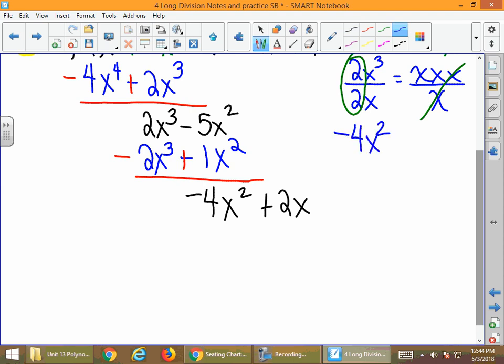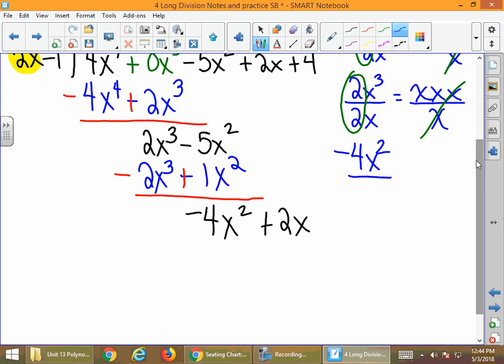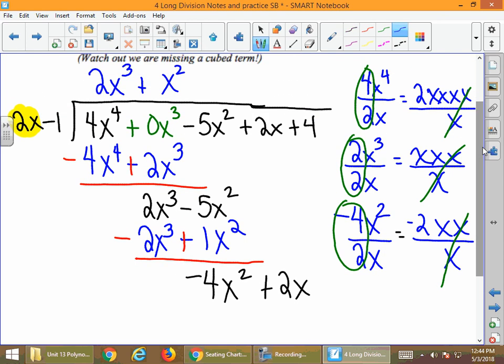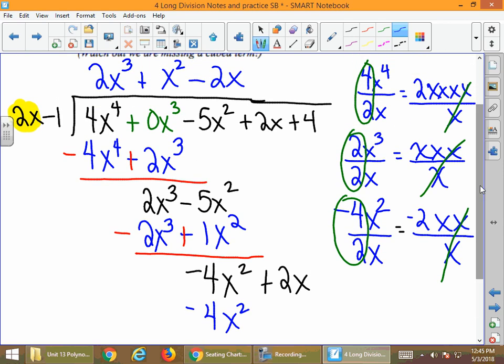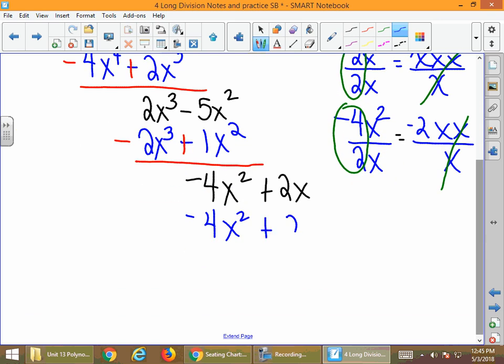Negative 4x squared divided by our highlighted value there of 2x. Starting with the numbers here, negative 4 divided by 2 is negative 2. And then we have x, and x. And one of those x's cancels out. So what's going to be part of our quotient is going to be the minus 2x or negative 2x, depending on how you look at it. Minus 2x. And we're going to take that value. Negative 2x times 2x is negative 4x squared. Negative 2x times negative 1 is positive 2x. Change those signs.